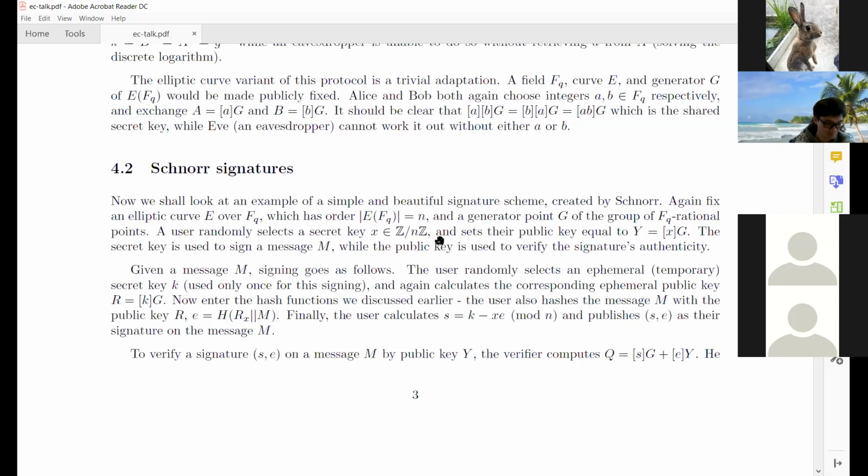Because this changes every time. If you use the same k twice on different messages, you can break it. You can find the secret key. So it's really important that k does change each time. That's what it's there for: to hide the secret key, to hide what k minus x times e is. Okay, okay, got it.